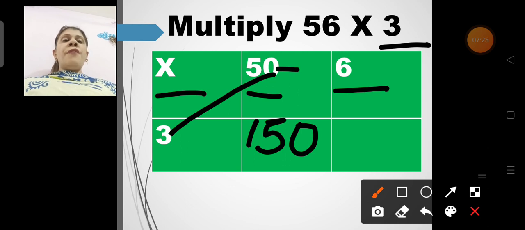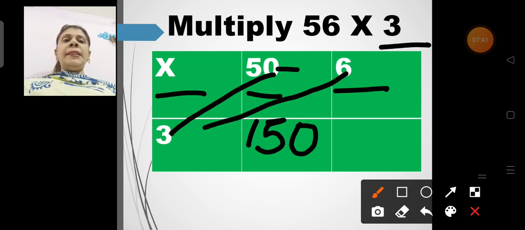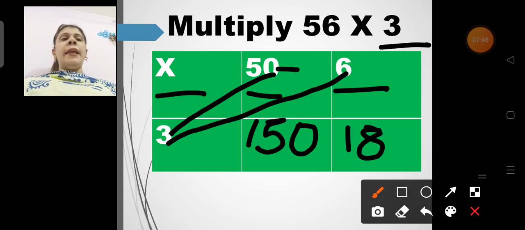Understood, children? First you have to multiply 5 by 3 and write the answer. Then that 0 which is left, you have to write beside that 15. So when you multiply 50 by 3, you will get your answer 150. Now again what you will do? You will multiply 6 by 3. So 6 1s are 6, 6 2s are 12 and 6 3s you will get 18. Okay. So now what answer you got? When you multiply 50 by 3, you got 150. When you multiplied 6 by 3, you got your answer 18.